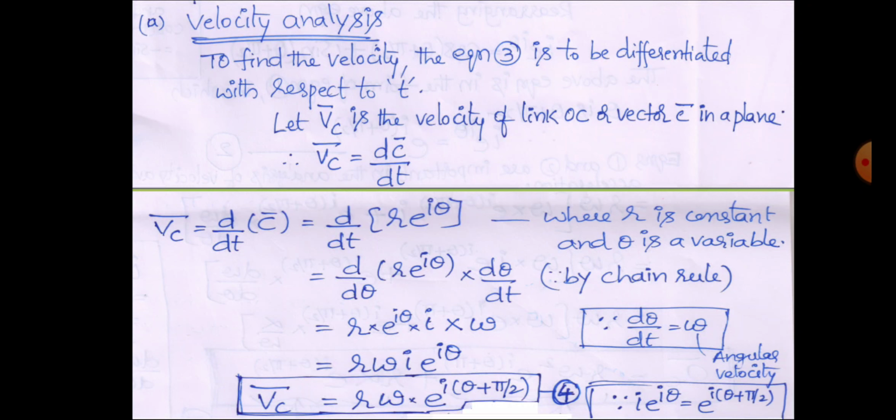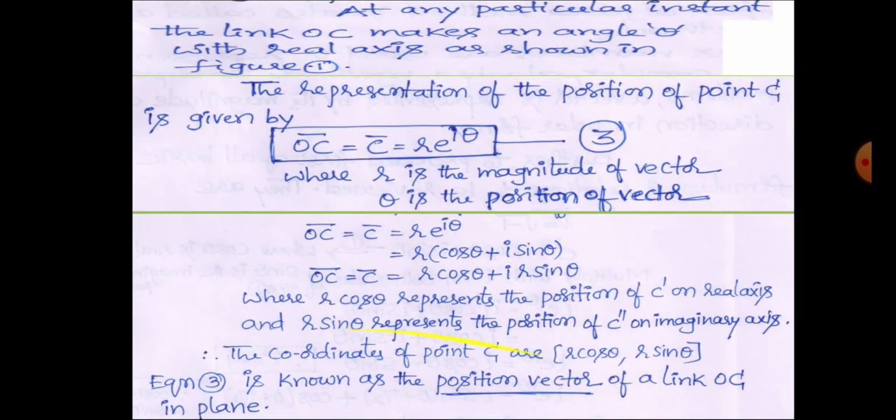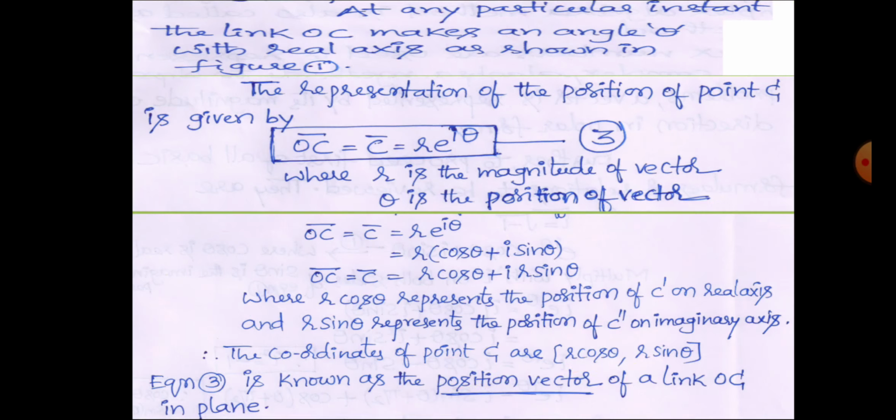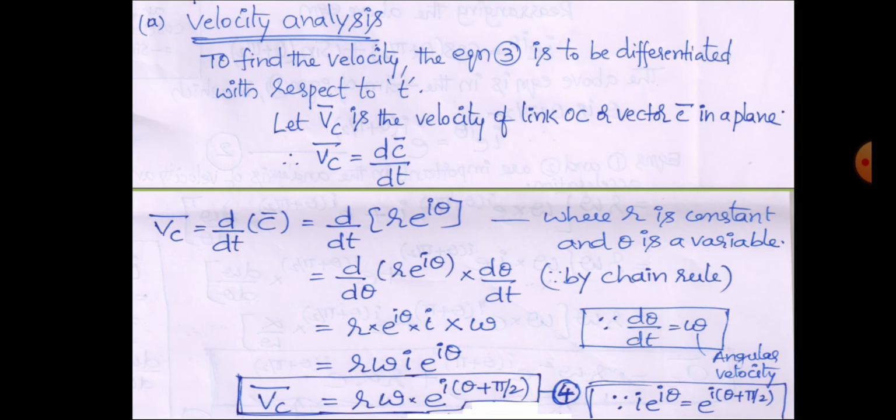Now I can write I into e power I theta as e power I of theta plus pi by 2. That is what I learnt in the previous slide, equation number 2. Therefore, I into e power I theta is equal to e power I of theta plus pi by 2. Now this is the velocity vector of length OC, which I call equation 4.